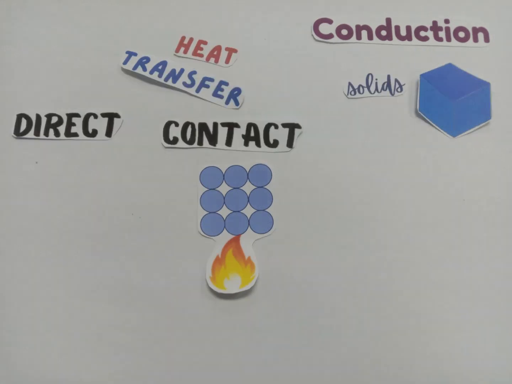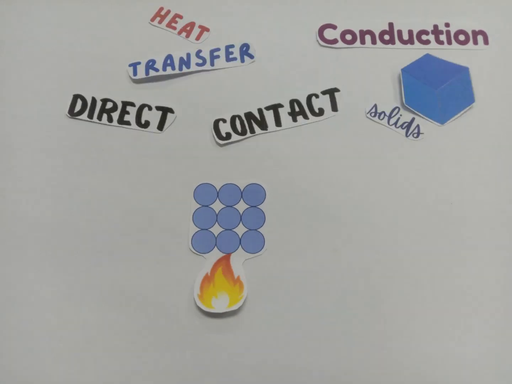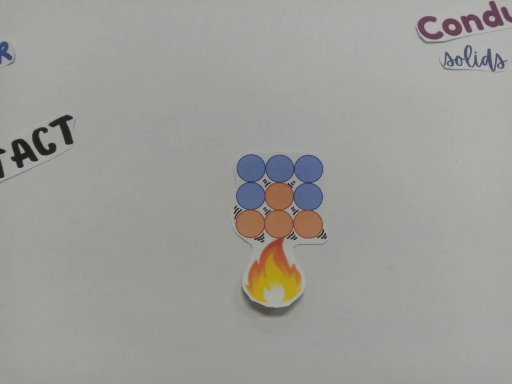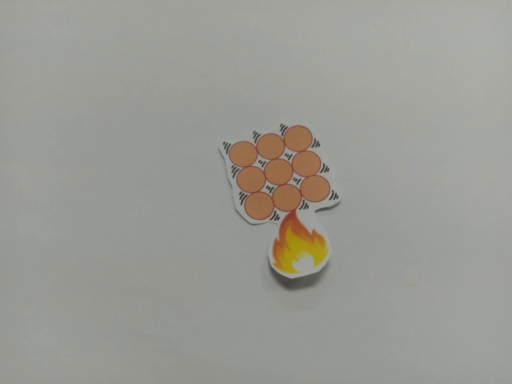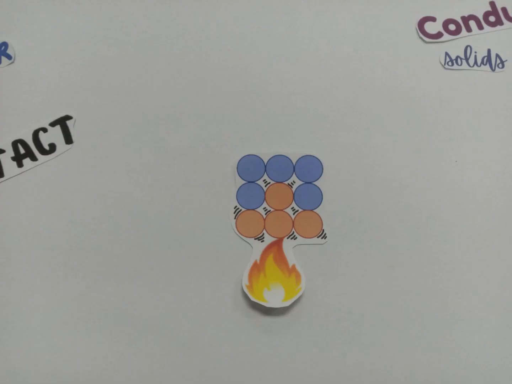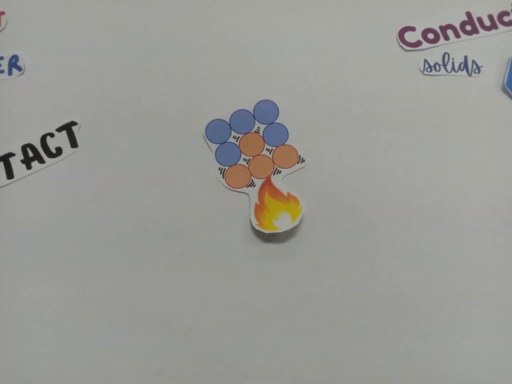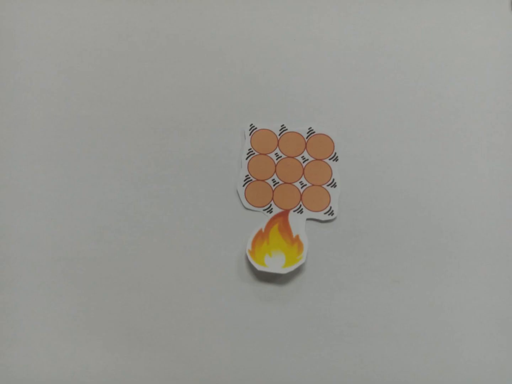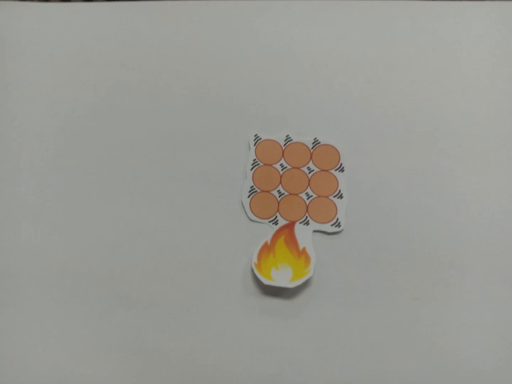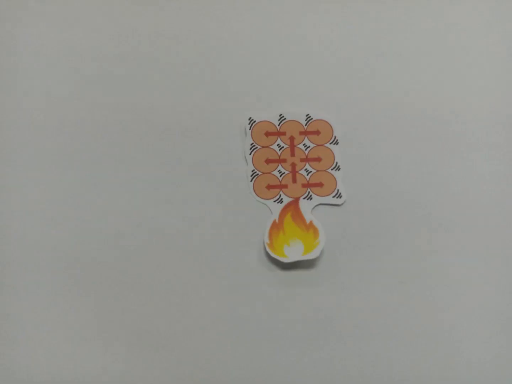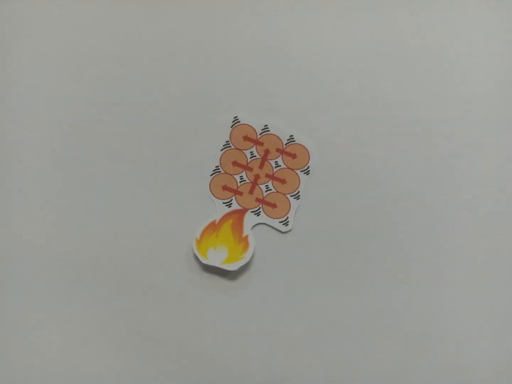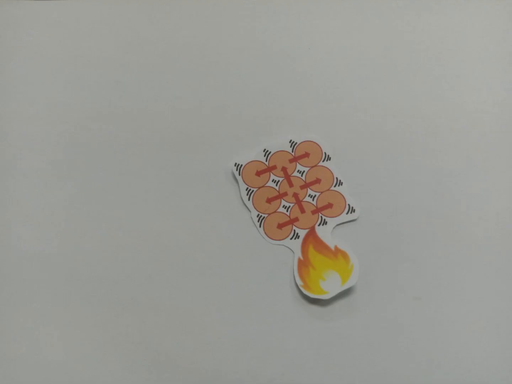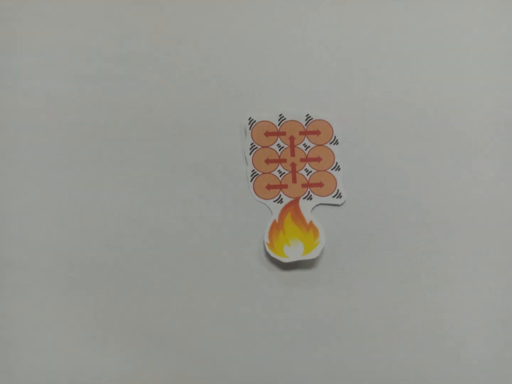Imagine the metal pot as a series of particles. As one end of the metal is heated, energy is transferred to the metal particles, causing them to vibrate faster. They collide with their neighboring particles more often, and as this process repeats, energy is passed along the metal until the heat spreads out evenly and the pot reaches a uniform temperature.